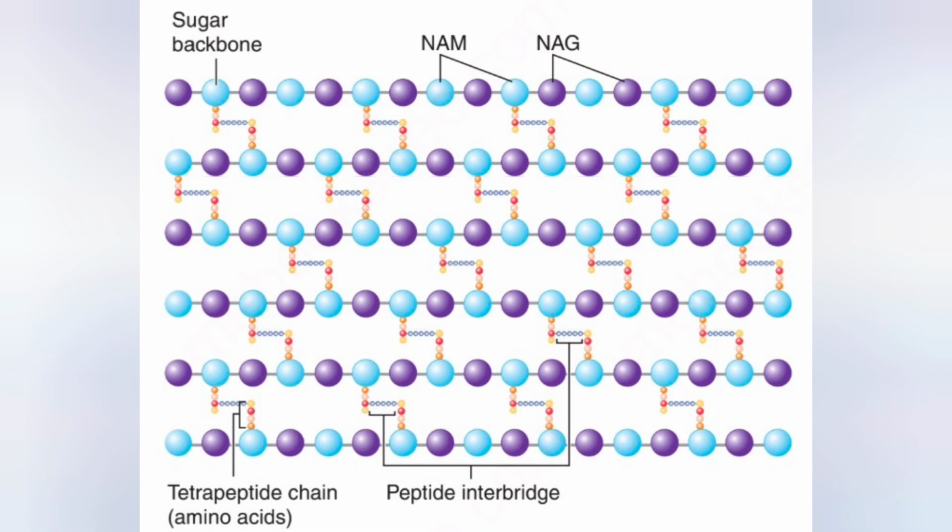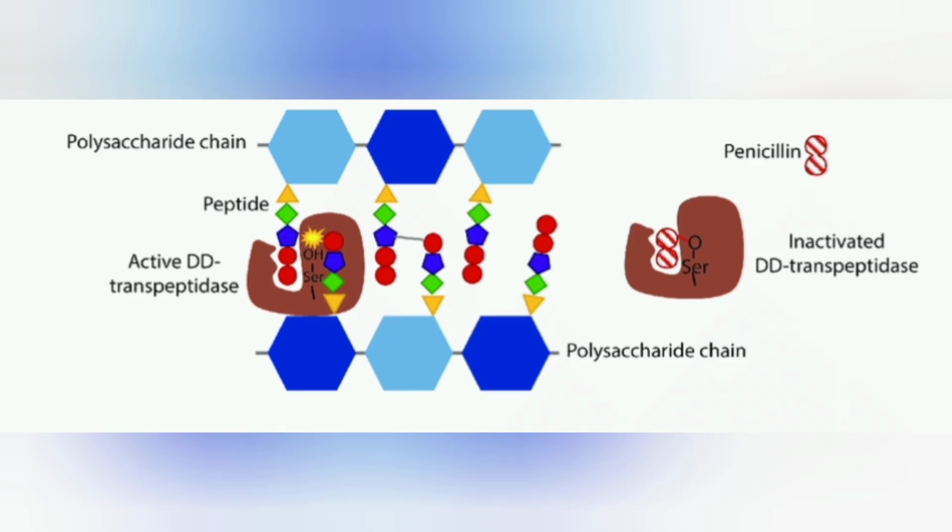Because peptidoglycan is present in bacteria but not in the human cells, it is a good target for antibacterial drugs. Several of these drugs, such as penicillins, cephalosporins, and vancomycin, inhibit the synthesis of peptidoglycan by inhibiting the transpeptidase, which is the enzyme that makes the cross links between the two adjacent tetrapeptides.